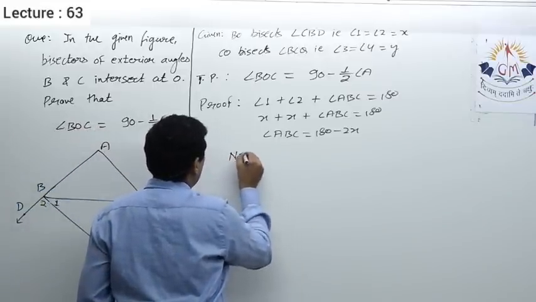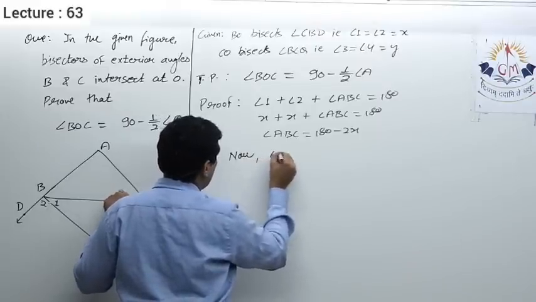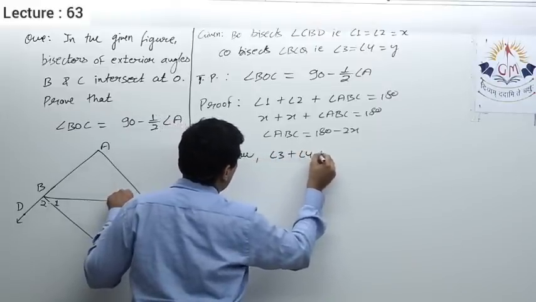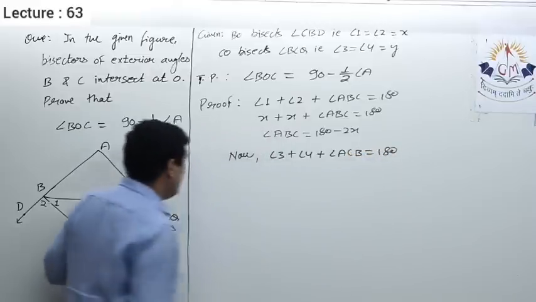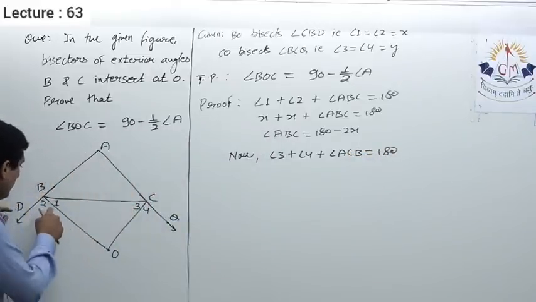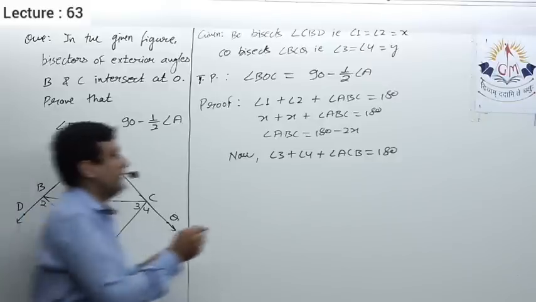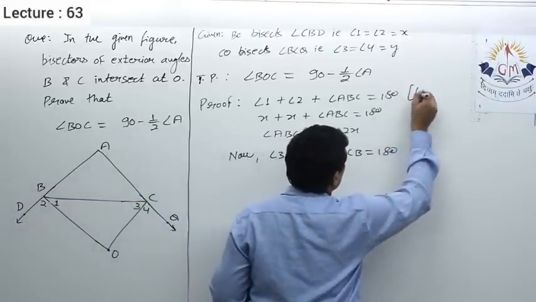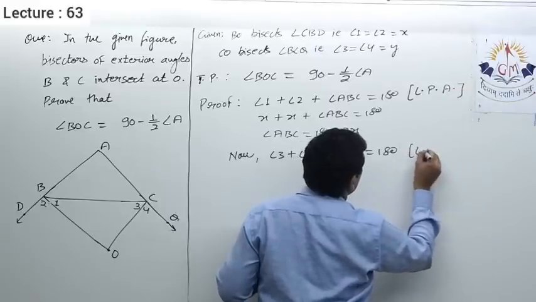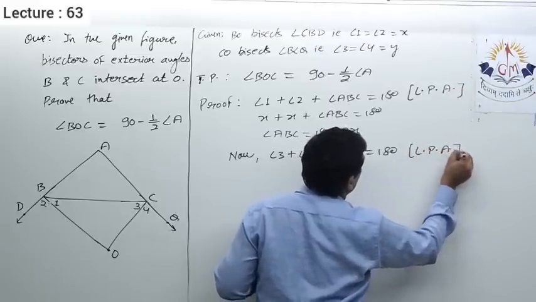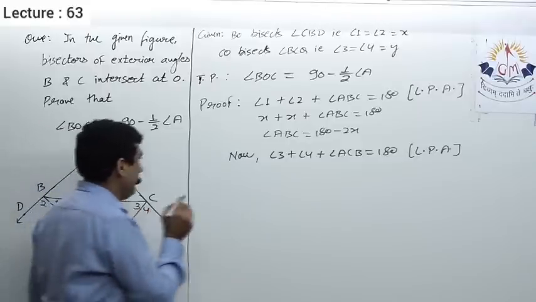Now similarly I can write angle ACB, or angle 3 plus angle 4 plus angle ACB, is equal to 180 degree. Reason: first of all, what was the reason for angle 1 plus 2 plus ABC equal to 180? Here I am writing the reason in short: this is the linear pair axiom. Similarly over here I can write linear pair axiom. Sum of angles over a line is 180 degree.